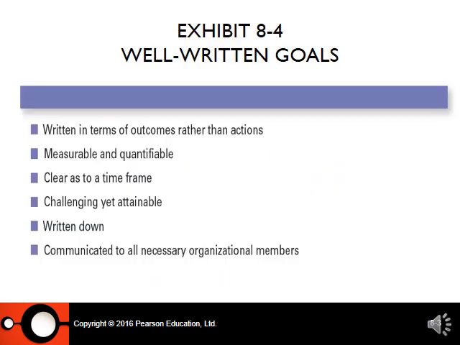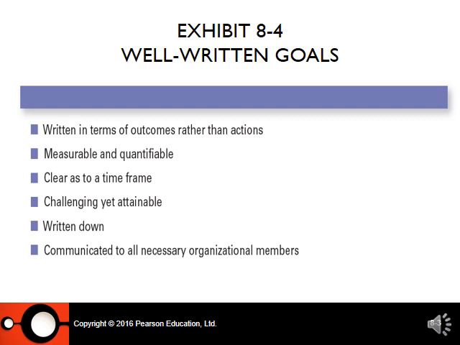Now, this exhibit demonstrates the different characteristics of well-written goals. Remember in the first part of the online lectures on planning, we were talking about the process of planning, and we said that the first step was to identify your goals and mission. So in order to identify your goals in an efficient way, you need to have them well written. So thereby, you need to follow the following six characteristics.